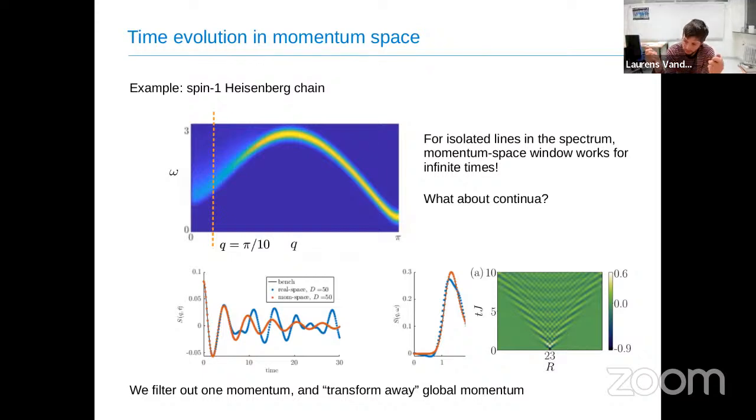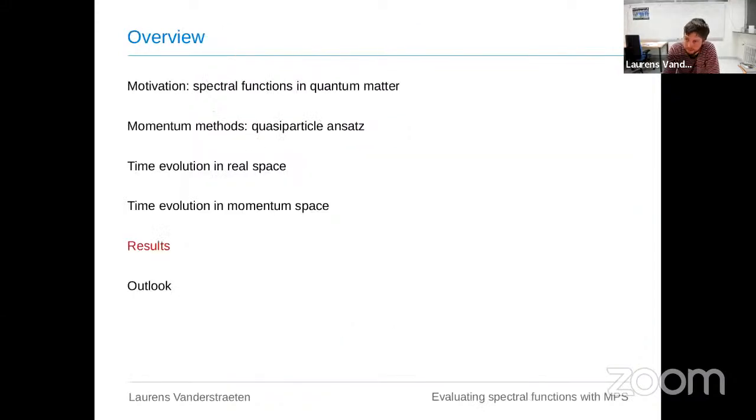The only thing you have to keep track of now is the relative momentum, for example, between these two. This is like a two-magnon continuum. So what we have to represent in our momentum window is the relative motion between the two magnons in this state. And this already gives you a huge computational benefit in this case. So this was just a test case, to illustrate what this method does on the spin-1 case.